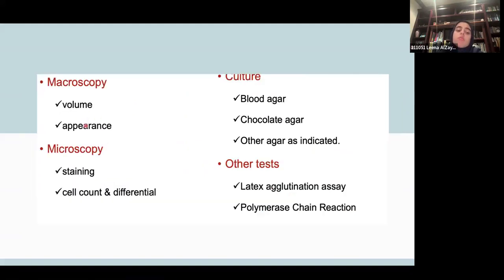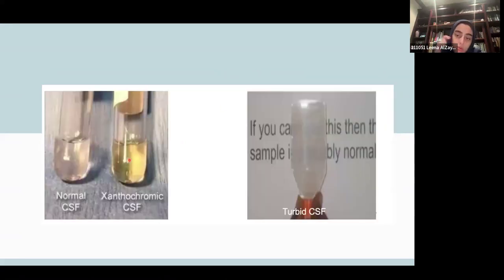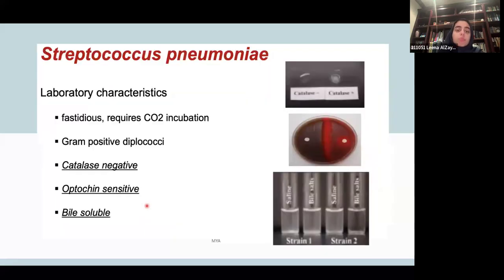You have to see the volume, the appearance, the staining, you have to see blood, all of these characteristics that make you able to diagnose. So for example, some of the cases where you would have CSF that's turbid or normal CSF or xanthochromic CSF, so that would indicate a lot of things just by appearance.